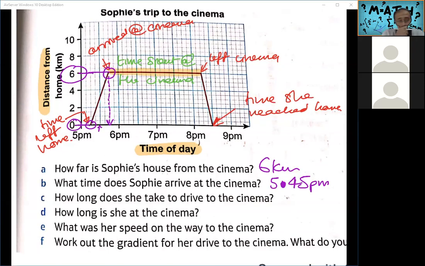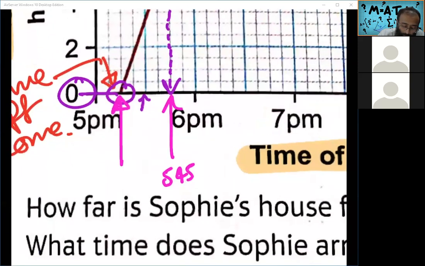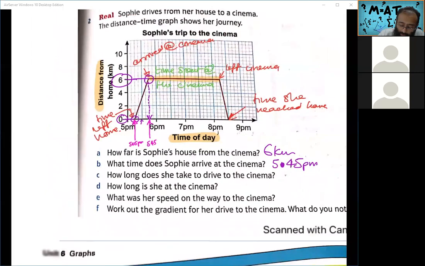How long does she take to drive to the cinema? We're going to start over here and we're going to stop over here. So 5:45 is our stopping point. So what time did she leave home? She left home at 5:15. And then she got there at 5:45, so half an hour. Fantastic. So it took her half an hour, or 30 minutes, to drive to the cinema.